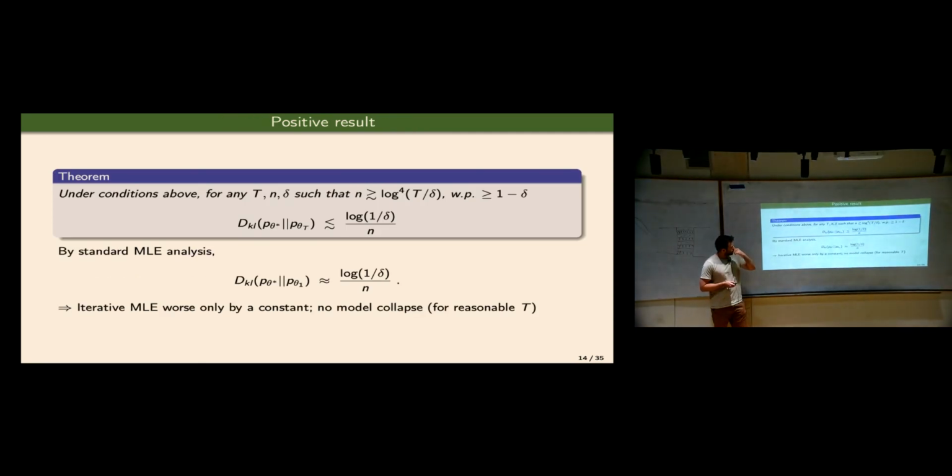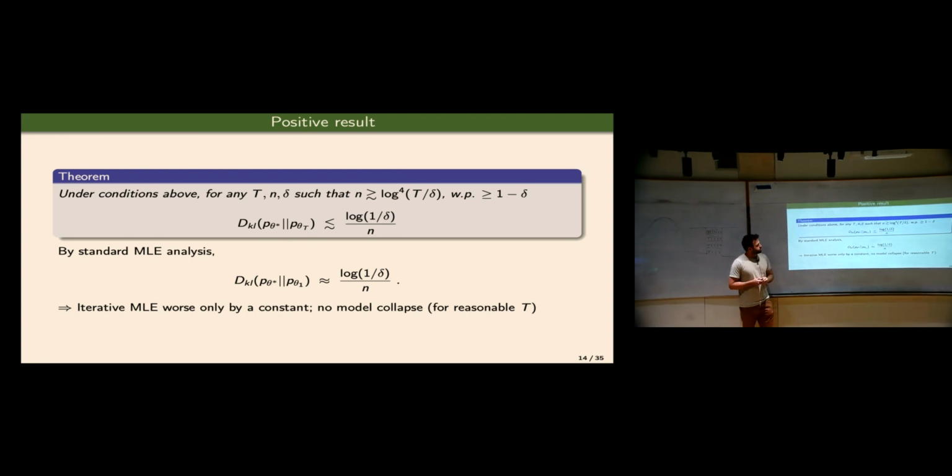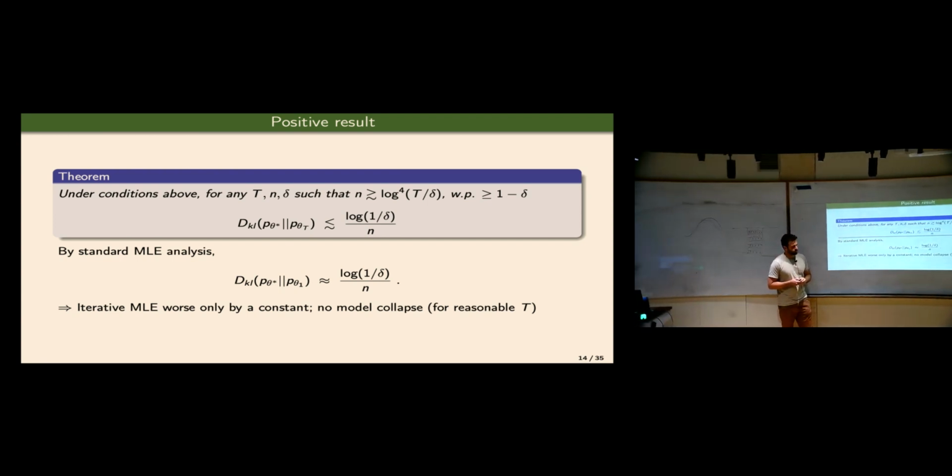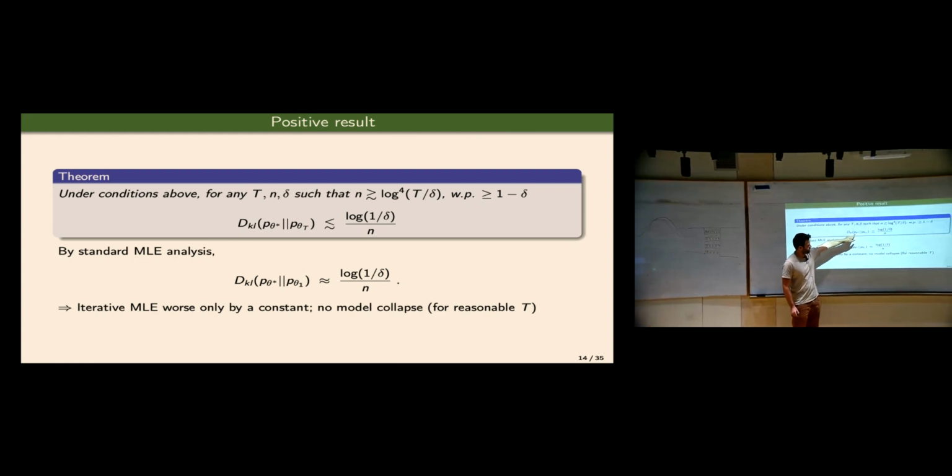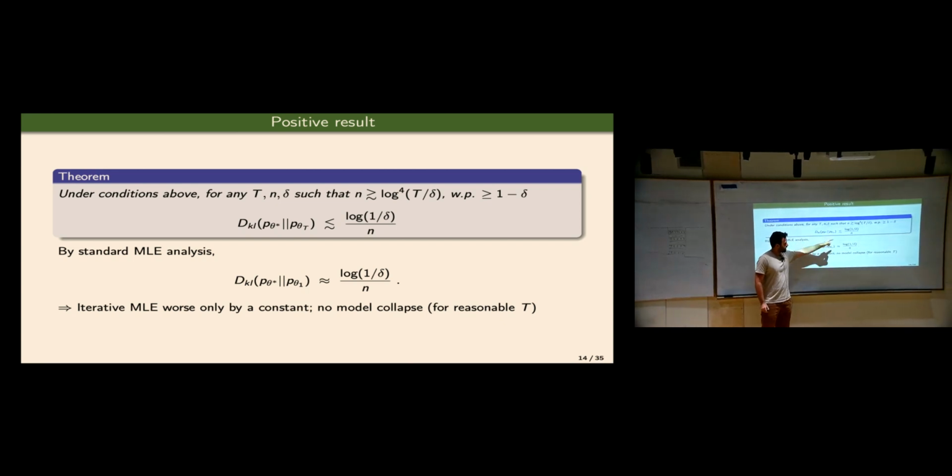Okay, so under these assumptions, this is a paraphrased version, but what we can show is that for any number of iterations and any samples, any confidence, as long as the number of iterations is not too big, and even if it's polynomially large in the number of samples per iteration, that's still okay, then the difference between the model at time t versus the ideal one in KL is roughly going to be on the order of 1 divided by n.